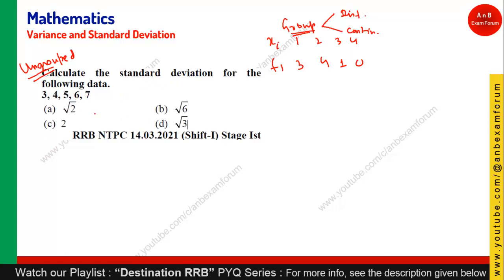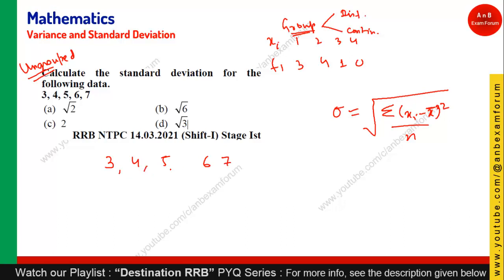These are the 5 data points. A very simple one. First I will write the formula and we can go straight away. The formula of standard deviation, as I told you, is the square root of sigma (xi minus x bar) square divided by n. Here xi is all the observations, x bar is the mean, and n is the number of observations. Instead of making a table, you can go straight like this. First write the data: 3, 4, 5, 6, 7. These are your observations.